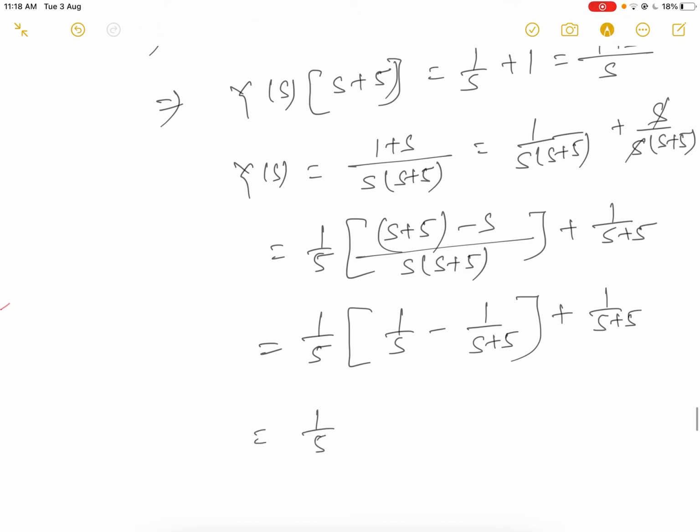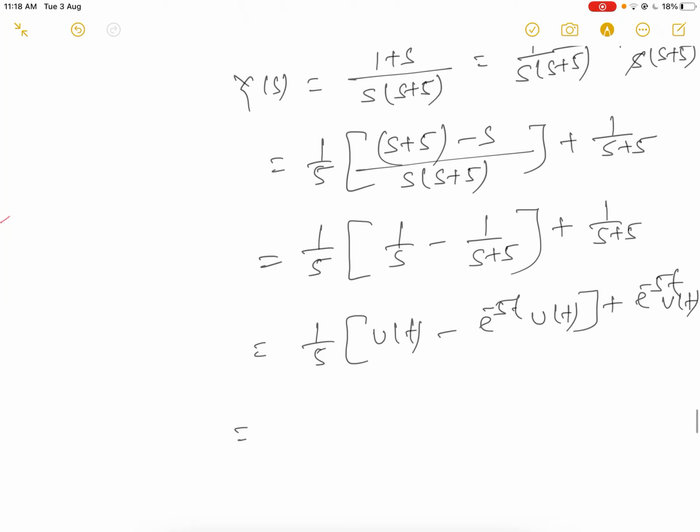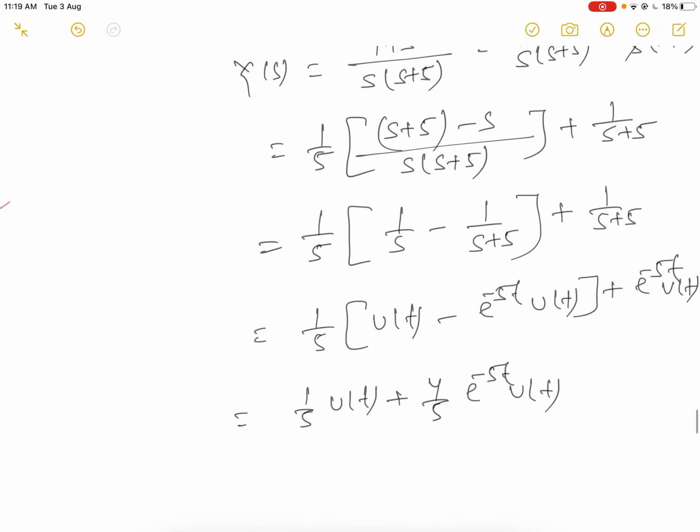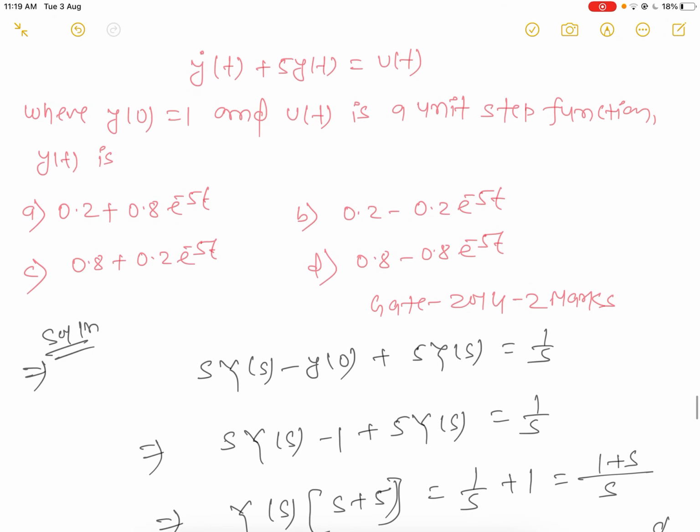So 1 by 5 u(t) minus 1 by 5 e to the power minus 5t u(t) plus e to the power minus 5t u(t). Okay, so here is the 1 by 5 u(t), and then minus 1 by 5 plus 1, which is 4 by 5, e to the power minus 5t u(t) will be the right answer. So 1 by 5 is equal to 0.2 and 4 by 5 is equal to 0.8. So 0.2 plus 0.8 e to the power minus 5t, option A will be the right answer.